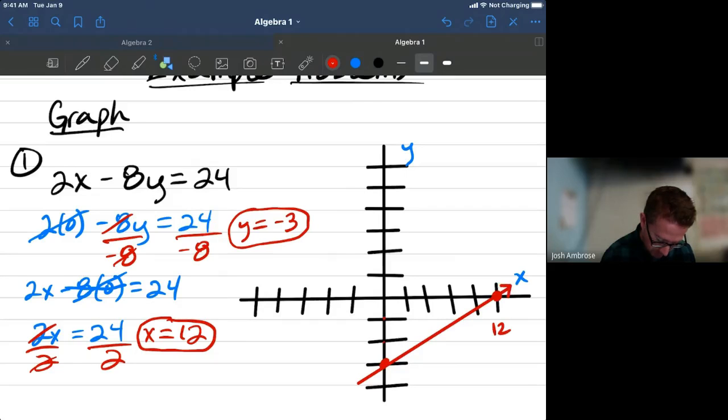So let's connect the dots. And there we go. There's your graph, all right, using the intercept method because it was set up a lot easier to use the intercept method. Okay, that's example 1. Let's move on.